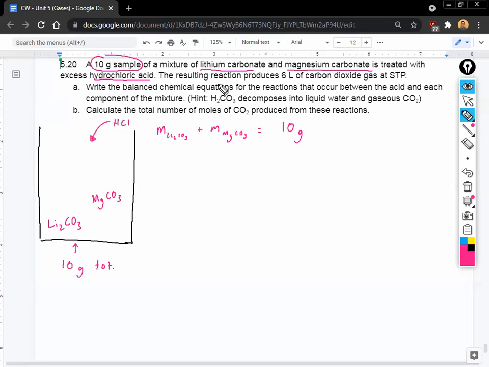So obviously these are going to react because hydrochloric acid is going to react with these ionic compounds. It's going to produce 6 liters of CO2 gas, and it tells you that it's at STP. So what that means is the volume of CO2 gas that's produced is going to be 6 liters. It's STP, which means the pressure is 1 atmosphere and the temperature is 273 Kelvin. So we've extracted all the information that is inside of this little blurb about this problem.